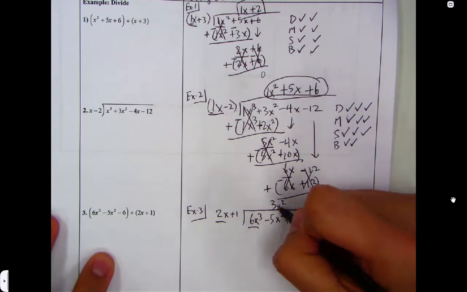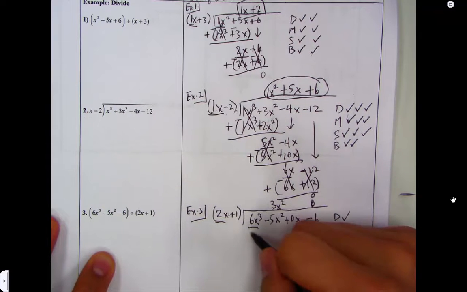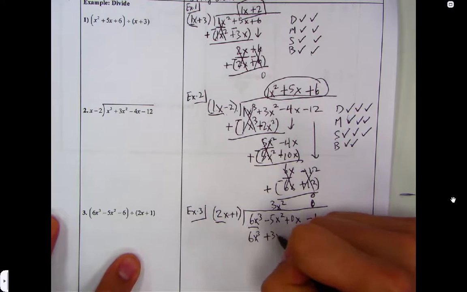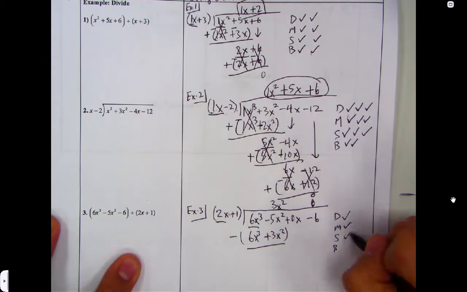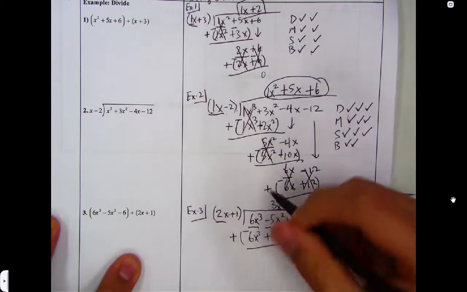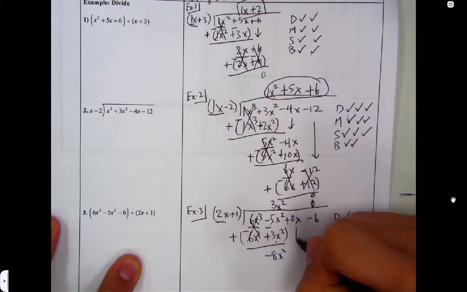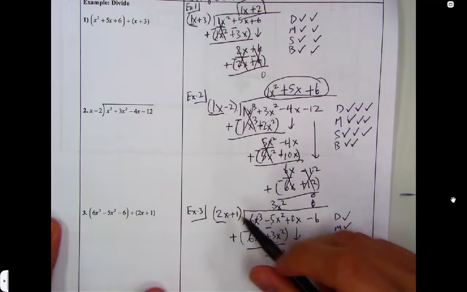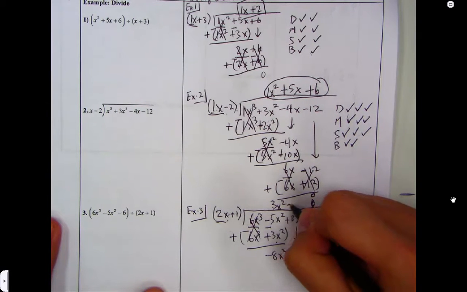I'm going to take the 3x squared and multiply it with the 2x plus 1. 3x squared times 2x is 6x cubed. 3x squared times 1 is 3x squared. And I'm going to subtract. These cross out. Negative 5x and negative 3x squared is negative 8x squared. B means bring down. So I'm going to bring down the 0x. I'm going to take the 2x and divide that with the negative 8. So that's going to be negative 4x.